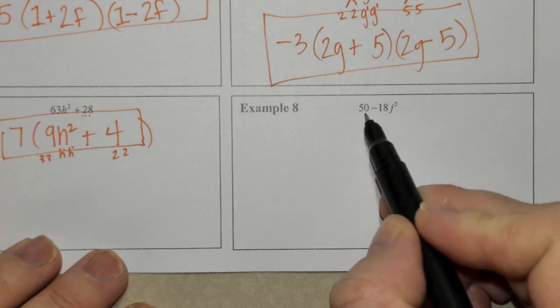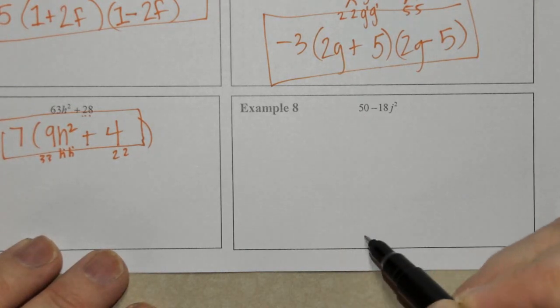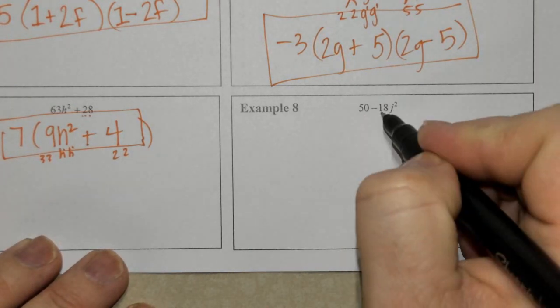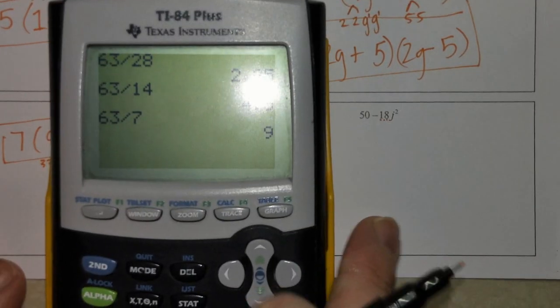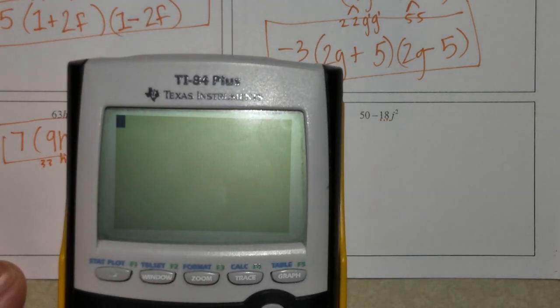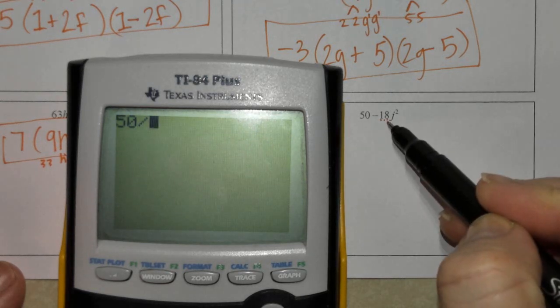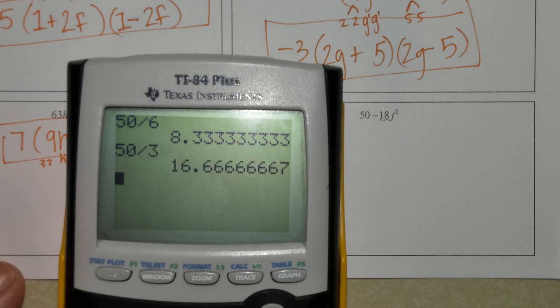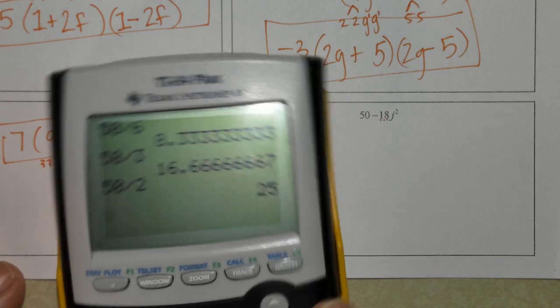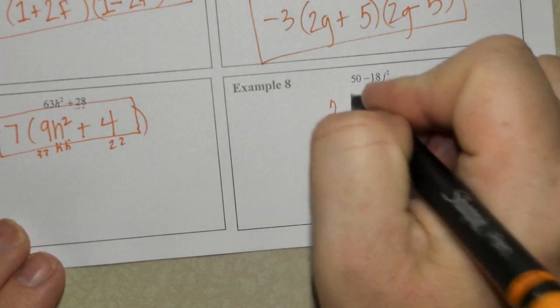Now, example number 8, is 50 on the list? Okay, so let's start with the smaller of the two terms. And I know the largest factor of 18 is 18. So let's go 50 divided by 18. Doesn't divide in nicely. Let's go 50 divided by the next number here, let's try 6. That doesn't work. 50 divided by 3. Nope. 50 divided by 2. Okay, so 2 is what I'm going to have to factor out.